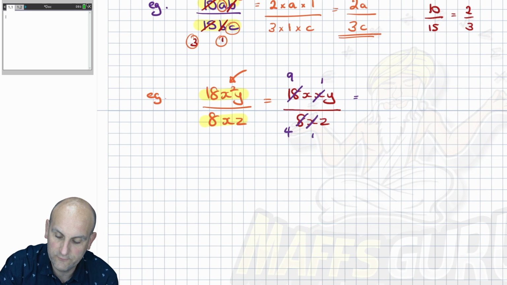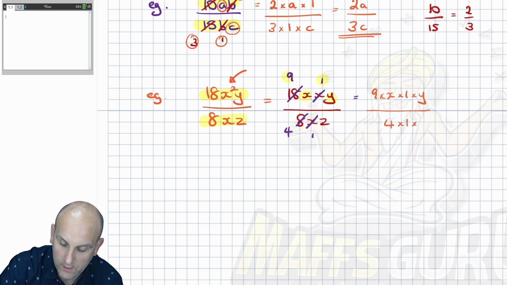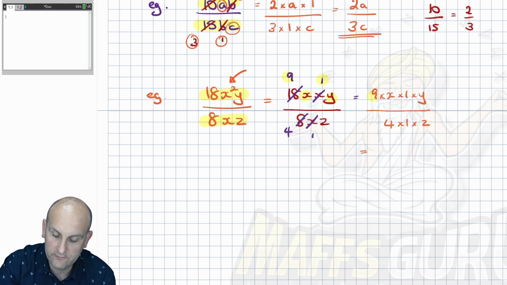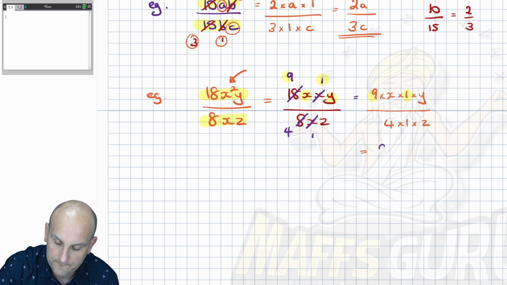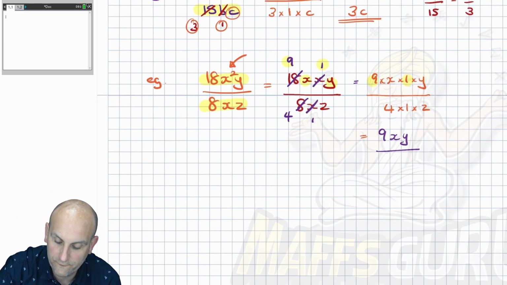So if we now look at what we've got: 9 times x times 1 times y, divided by 4 times 1 times z. Okay, so we now know we can do 9 times 1, which is 9. And then we get the x and the y, because they're all just going to join each other back. And we've got 4 times 1, which is 4. And we've got the z there. And ladies and gentlemen, there we go.